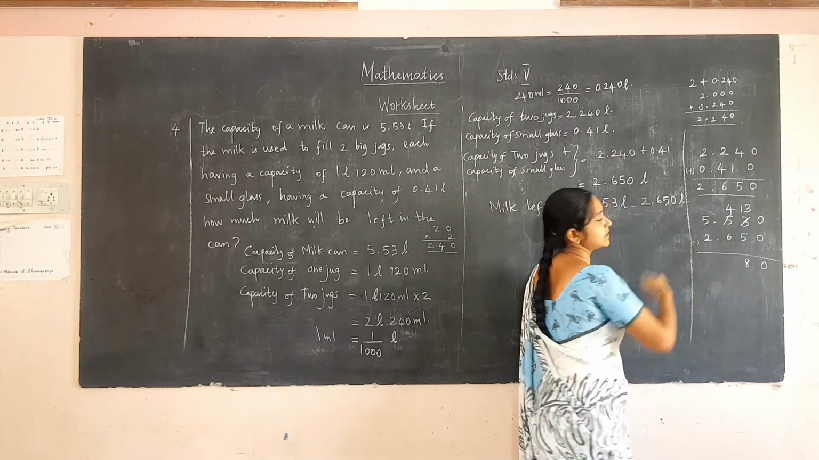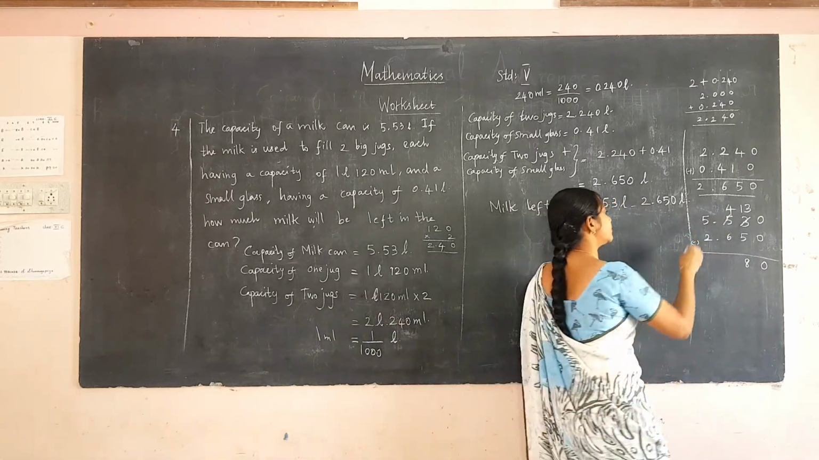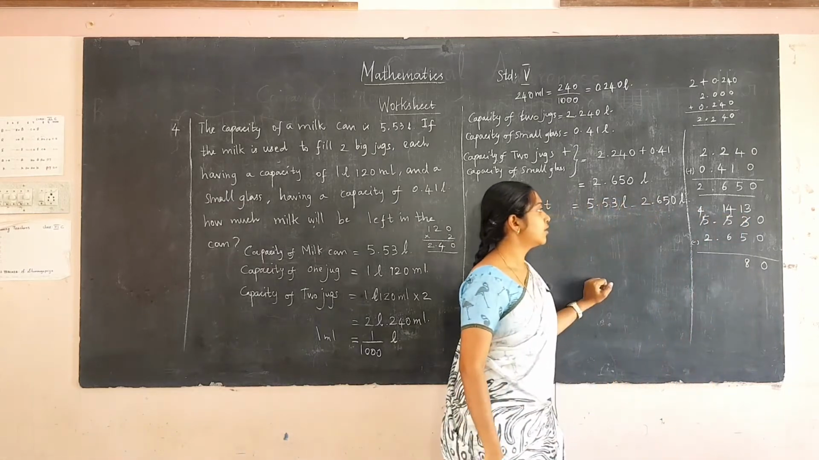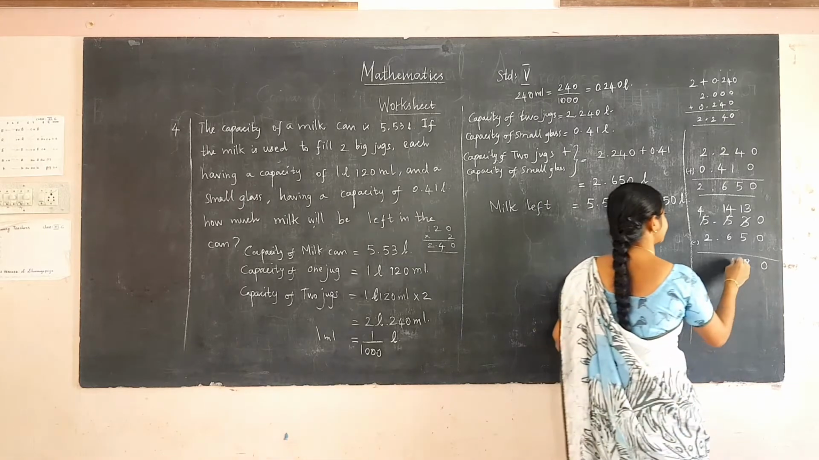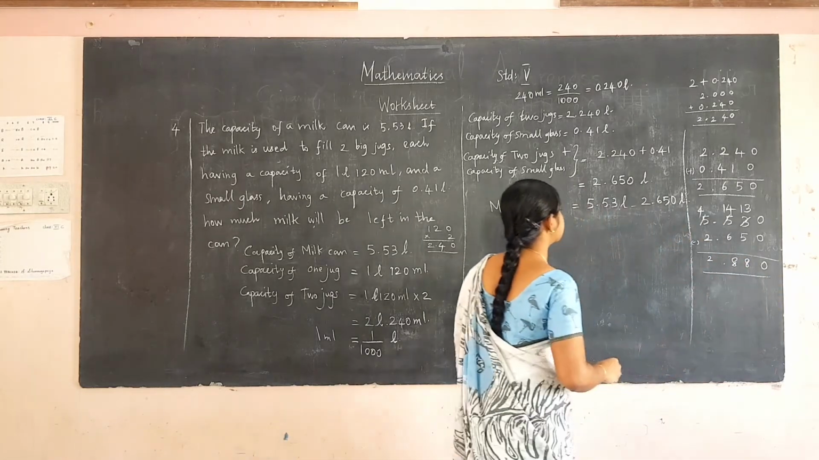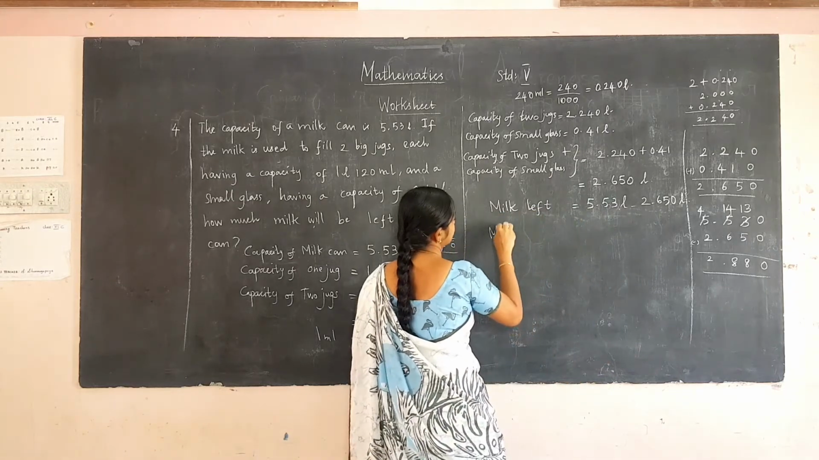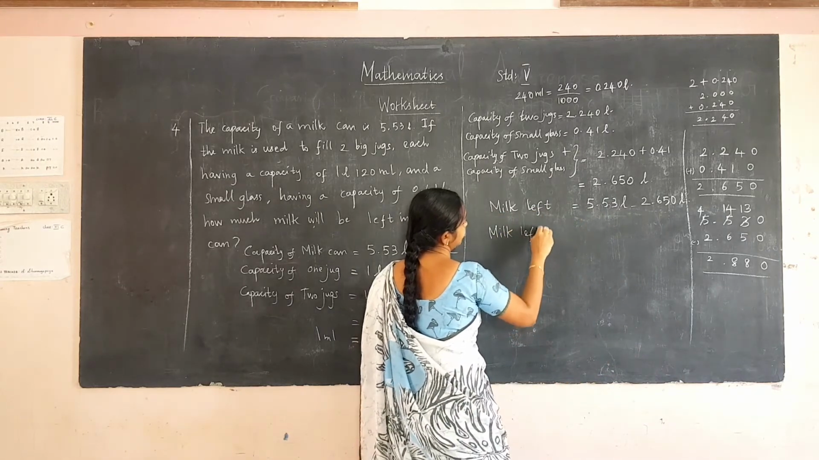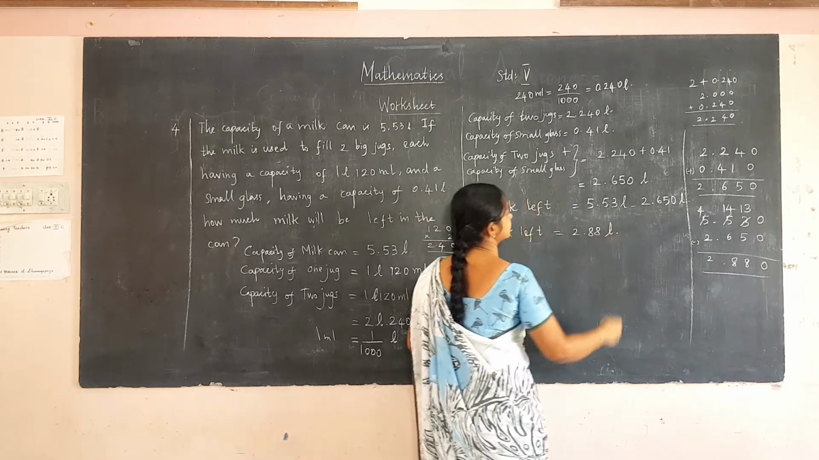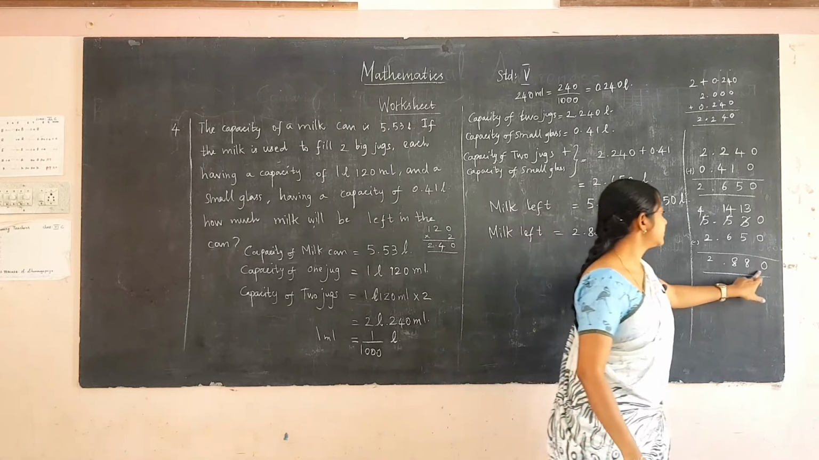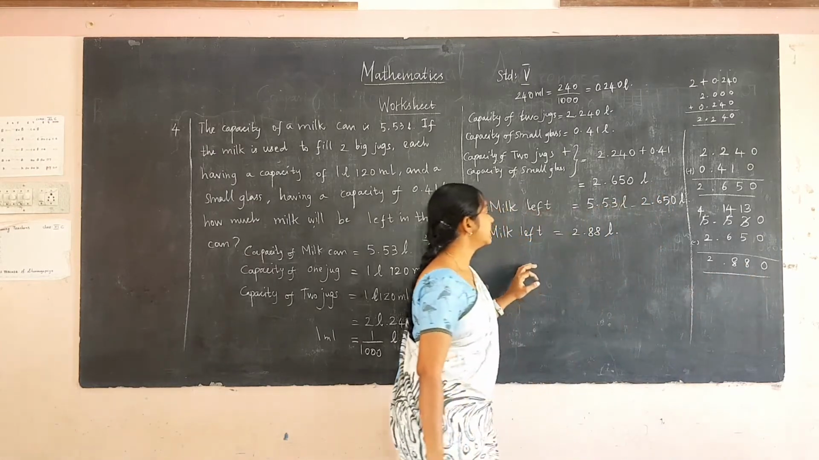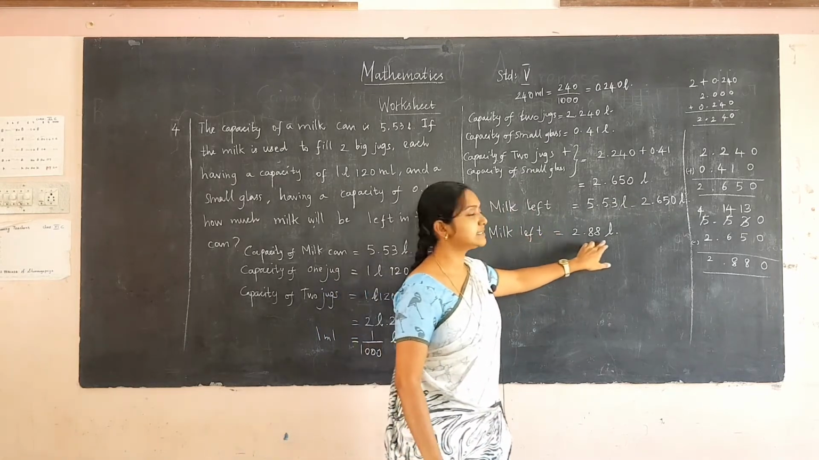Here 6 is greater than 4. So, we have to borrow. So, 2 will be changed as 4 and 4 will be changed as 14. 14 minus 6 is 8. 4 minus 2 is 2. So, the answer is 2.88 liter. This 0 has no value, so we can leave that. So, the milk left is 2.88 liter.